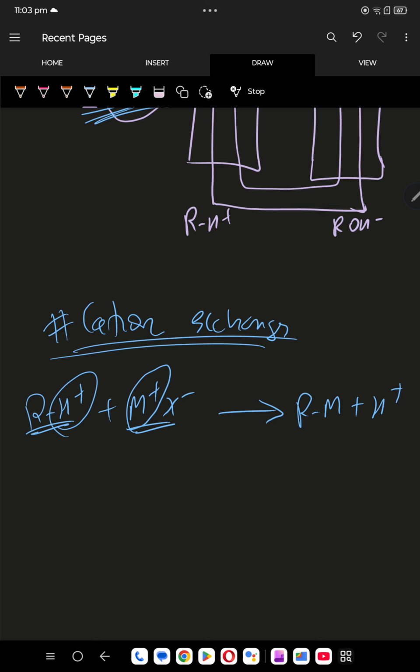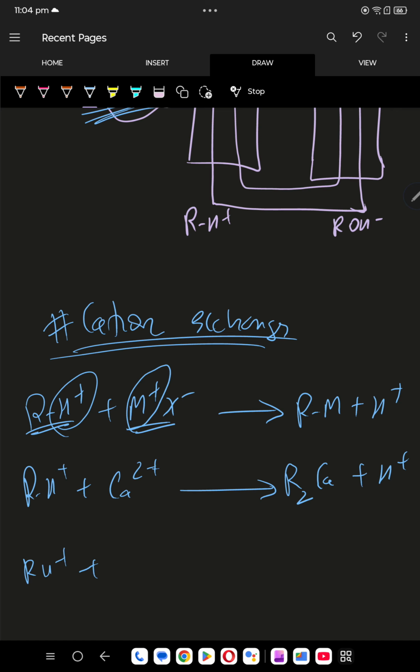Now let me take an example and show you. Suppose let's take any calcium salt, say CaCl2. Basically the cation part we want. So RH+ plus Ca2+. We know we have to get R-Ca, but 2+ is there, so that's why we are going to write 2 here, not Ca2. It's going to be R2Ca plus H+. That's it. Cation exchange done.